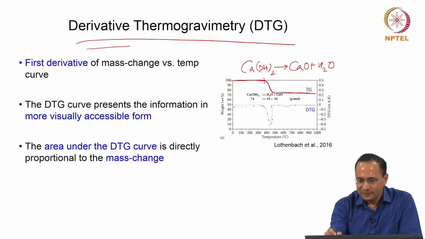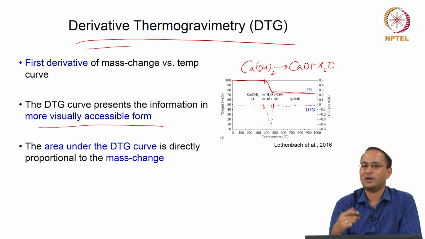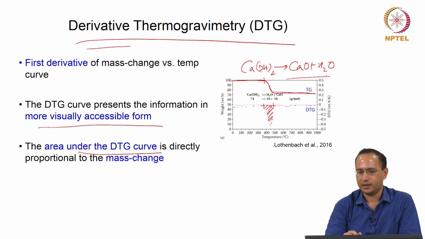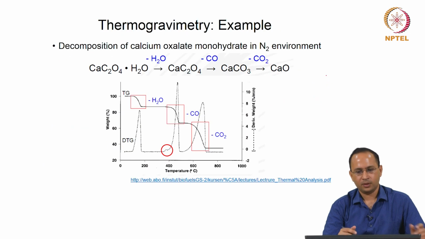Now I can see that up to here it is flat, so I can measure the temperature range where it is losing water. It just gives you a more visually accessible form. Whenever you see data in literature or papers, you often see TG with DTG. Another thing is that the area under the DTG curve is directly proportional to the mass change. You can calculate the area under the curve and it will give you the mass change. Here is an example of calcium hydroxide dehydration.